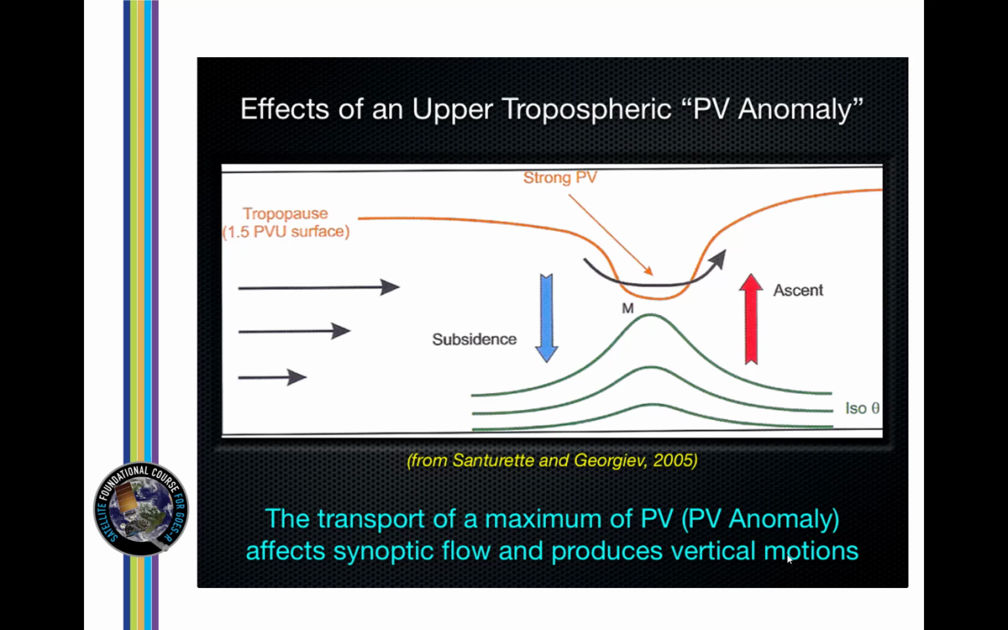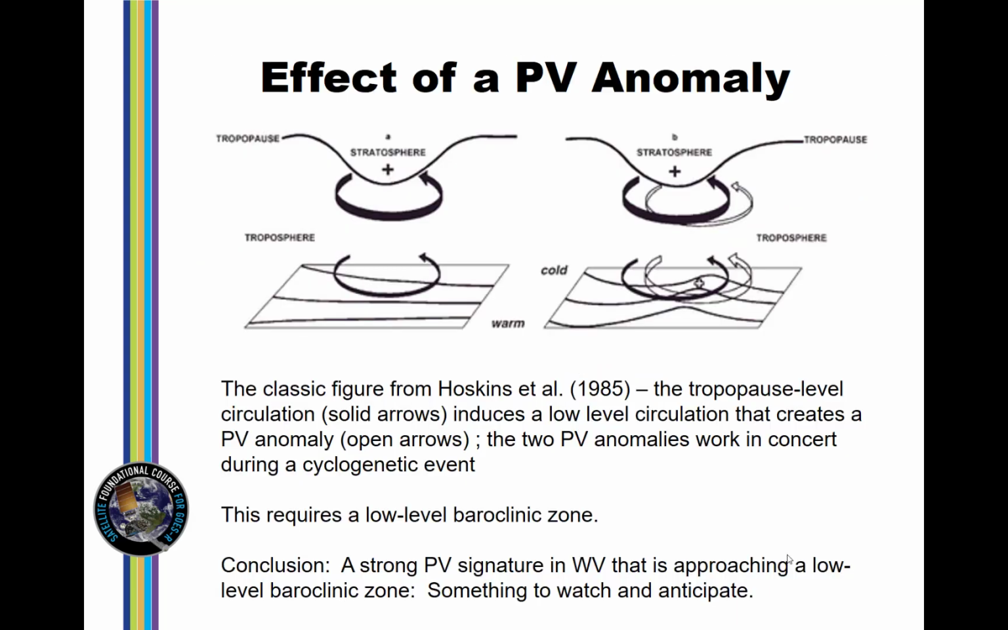Cyclogenetic events cause potential vorticity transport in the horizontal and in the vertical, and the higher ozone in the stratosphere can be traced. This classic figure from the 1985 Hoskins et al. paper shows that the upper-level potential vorticity anomaly induces a low-level potential vorticity anomaly, and then the two anomalies grow in concert during cyclogenesis when strong upper-level forcing, as shown by the PV anomaly, is driving cyclogenesis.